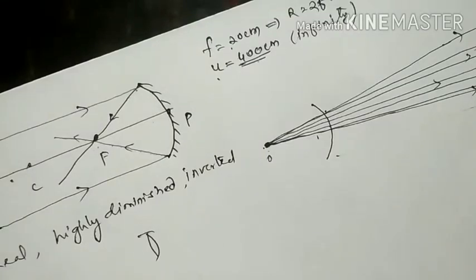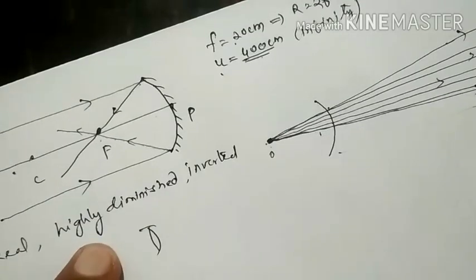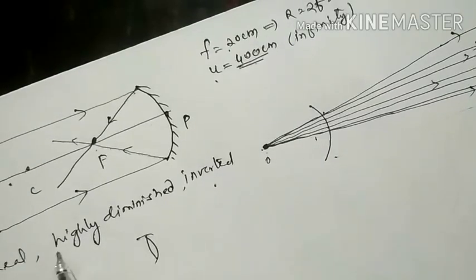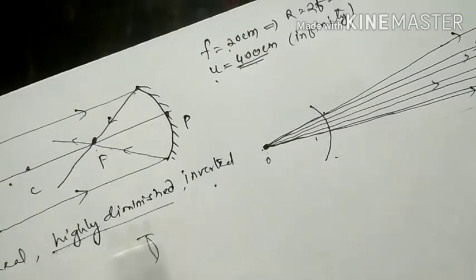If you want to consider different positions of the object, the position of the image and its nature depend on the position of the object. As I have said already, as I move the object towards the mirror, the image position also changes, as well as the nature of the image. It is real and inverted, but the diminished characteristic changes to enlarged. So the nature of the image also changes.